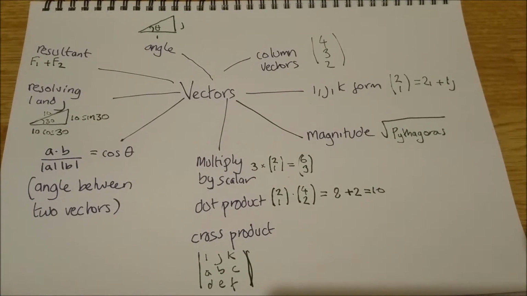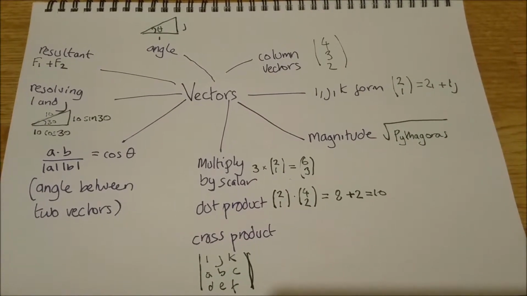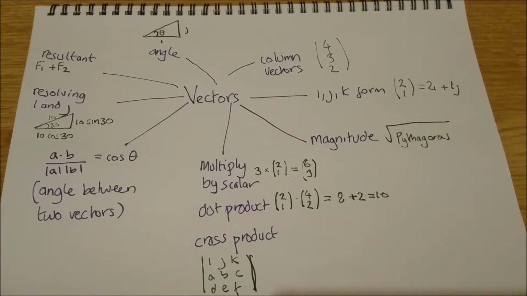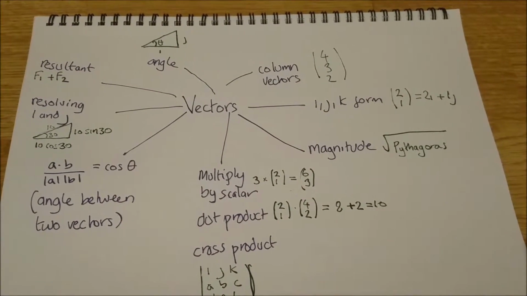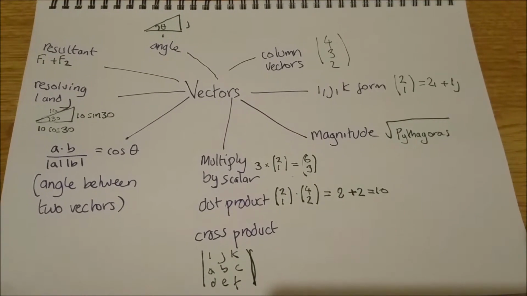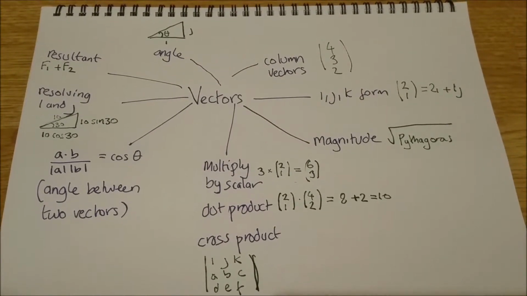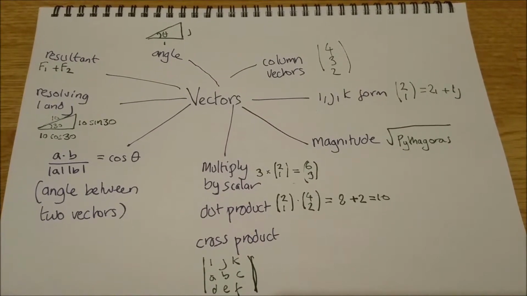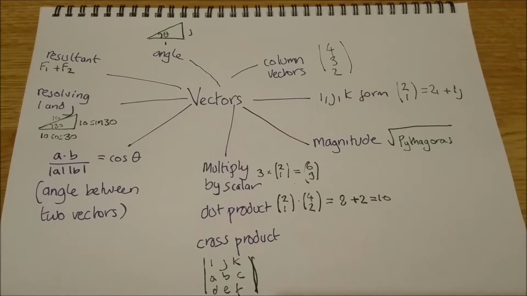So if we look at this sort of distorted spider diagram we've got here, starting with column vectors and the IJK form. So what am I talking about there? Those are the two new forms of vectors as opposed to the stuff that you already know from GCSE. Column vectors 4, 3, 2. If we were going to write that in IJK form, 4i, 3j, 2k, and vice versa. Okay, so that's the two forms you're expected to do.